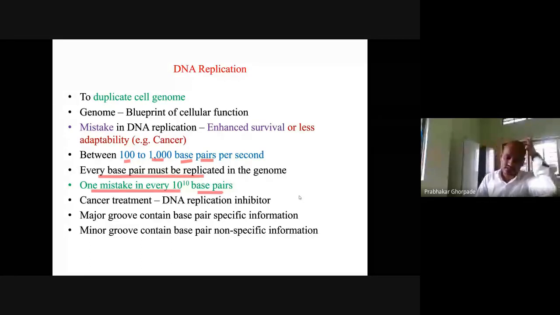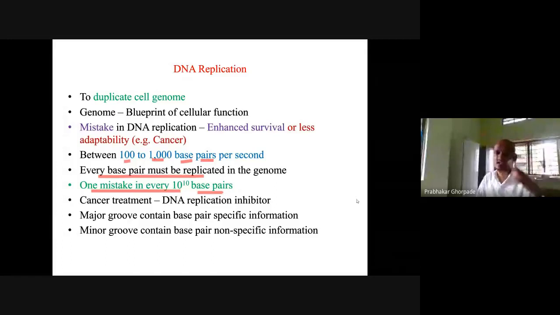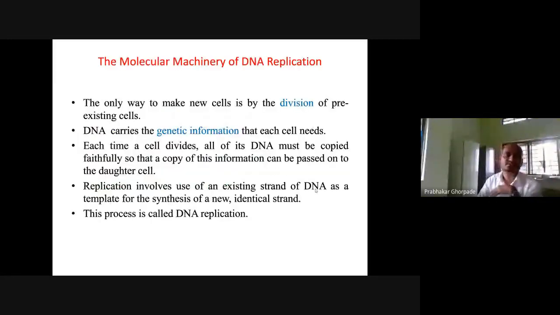The major groove contains the base pair specific information. DNA, as we have already seen, contains a major groove and a minor groove. The major groove holds the base pair specific information. The minor groove contains the base pair non-specific information.